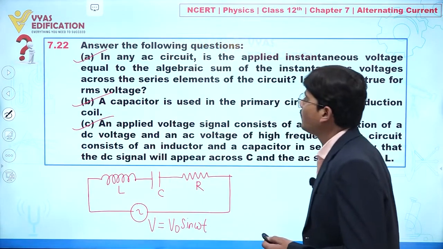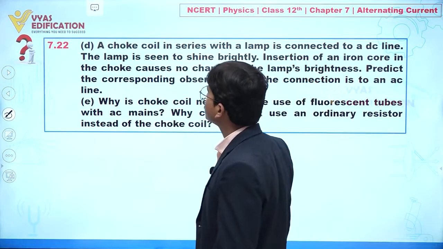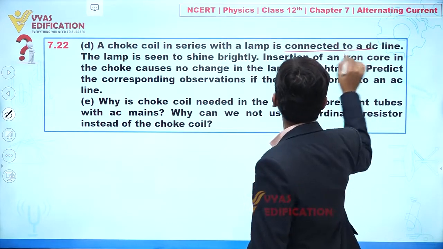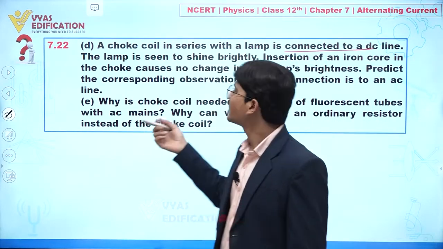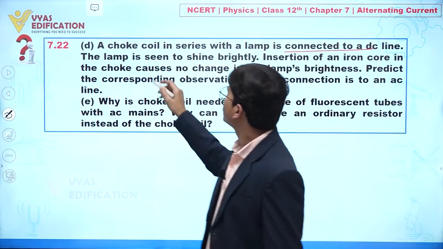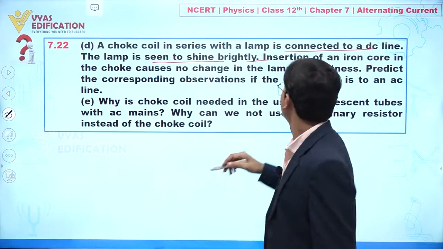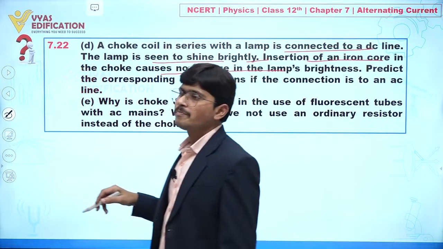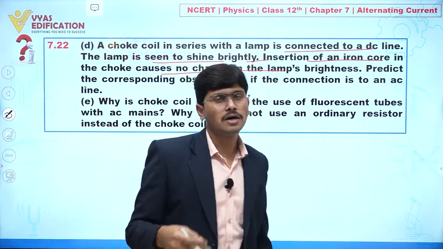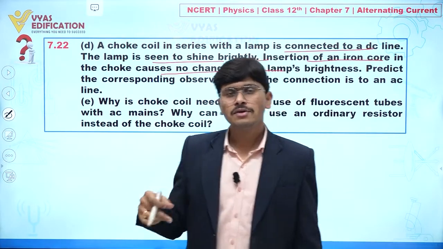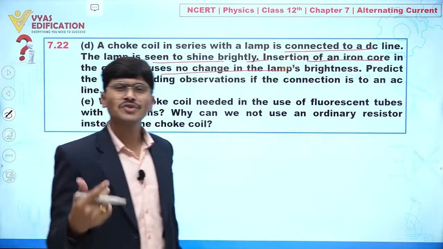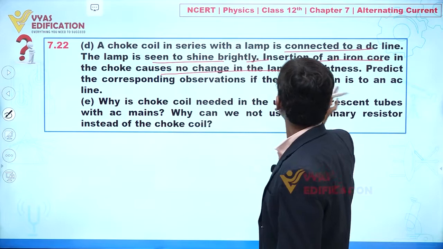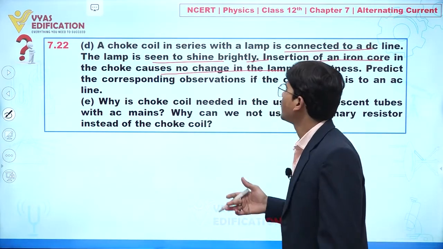Now, if we talk about part number D, it is given that a choke coil in series with a lamp is connected to a DC line. The lamp is seen to shine brightly. Insertion of an iron core in the choke causes no change in the lamp. Yes, because for DC current, the resistance offered by a choke coil is 0. So if you insert an iron core into the choke coil, there is no change in the brightness of the lamp.